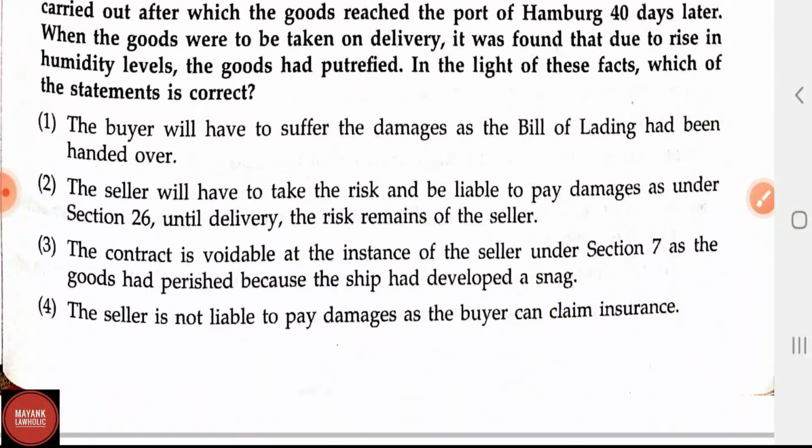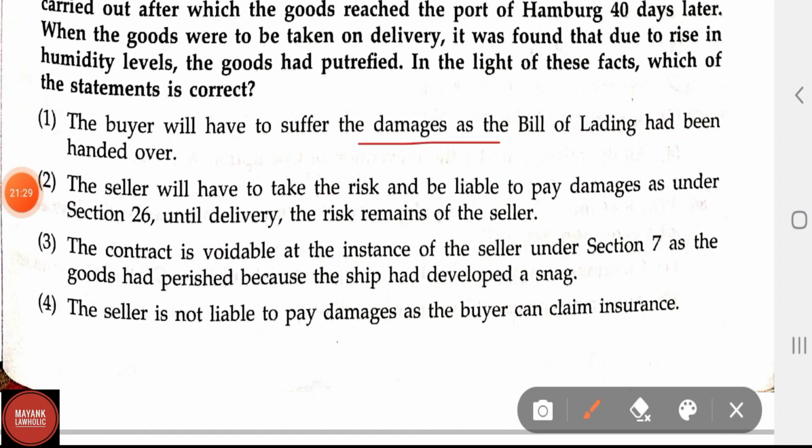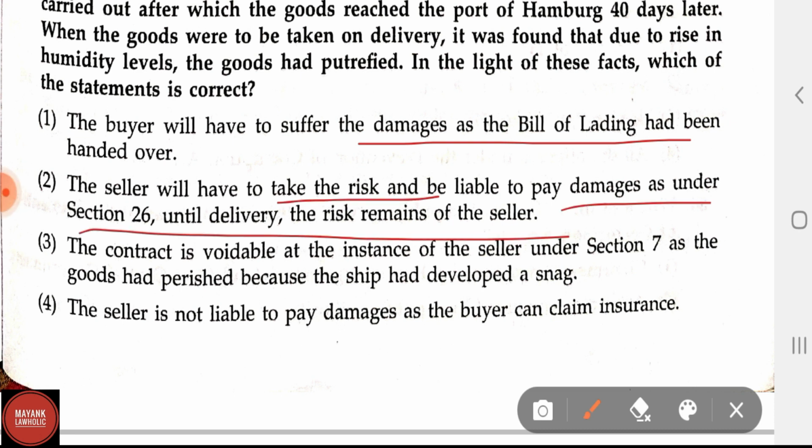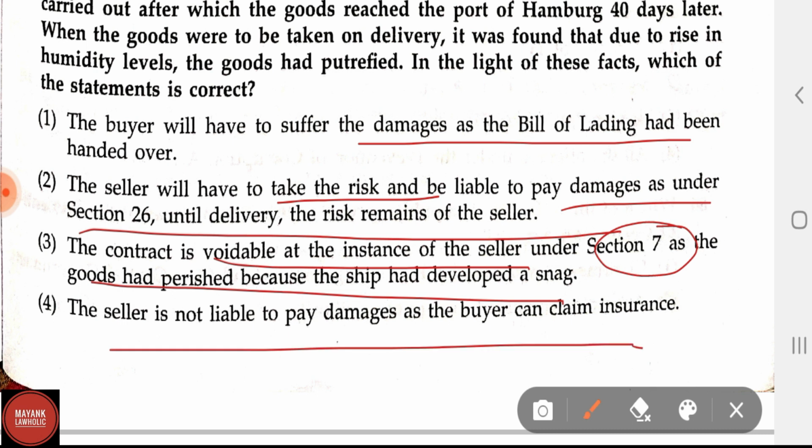Statements are: option 1, the buyer will have to suffer the damages as the bill of lading has been handed over. Option 2, the seller has to take the risk and be liable to pay damages as under section 26, until delivery the risk remains with the seller. And option 3, the contract is voidable at the instance of the seller under section 7 as the goods have perished because the ship developed a snag. The seller is not liable to pay damages. The buyer can claim insurance.